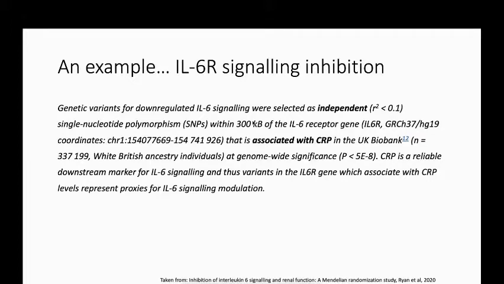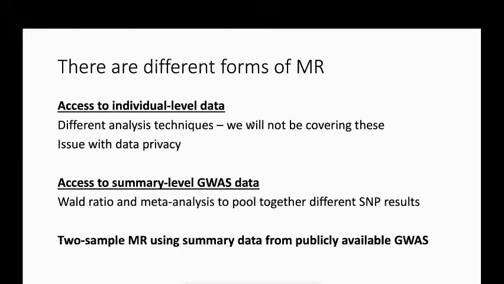So that is a more statistical approach to selecting variants, but just as a reminder, we can use biologically driven approaches as well. And I mentioned last day the different forms of Mendelian randomization. If we have access to individual level data, so that means we have the actual genetic code for a number of individuals, we can use different statistical and analytical techniques.